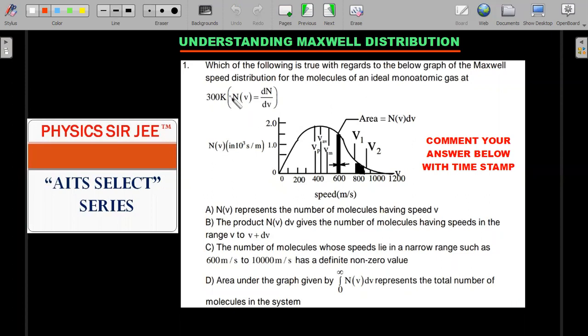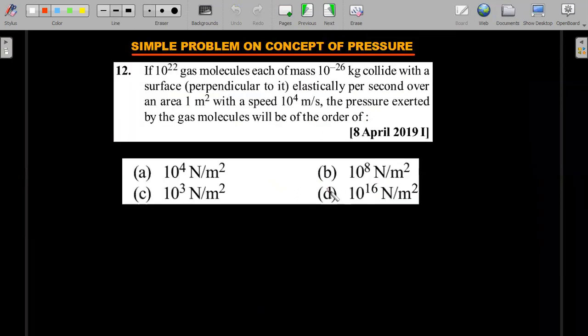Okay, right. So this is dn by dv graph again, not probability distribution. Okay, it's a dn by dv. Similar problem, simple problem on a concept of pressure. Okay, so we are back to the PYQs from JEE Mains, April 2019.